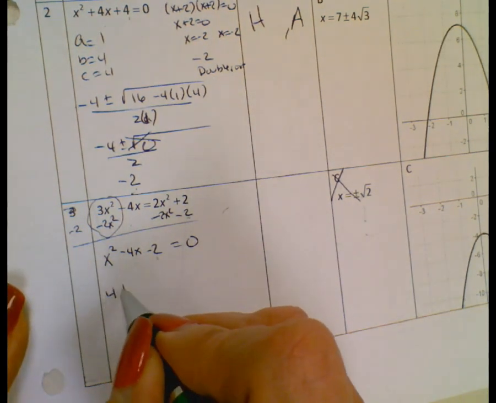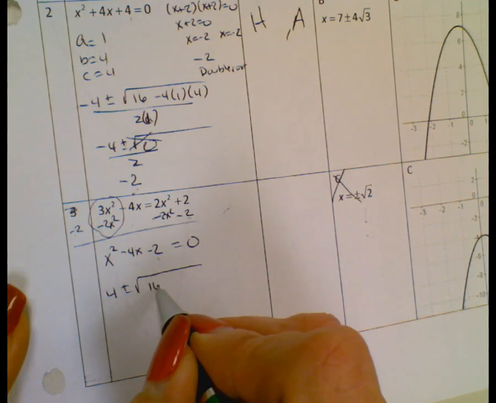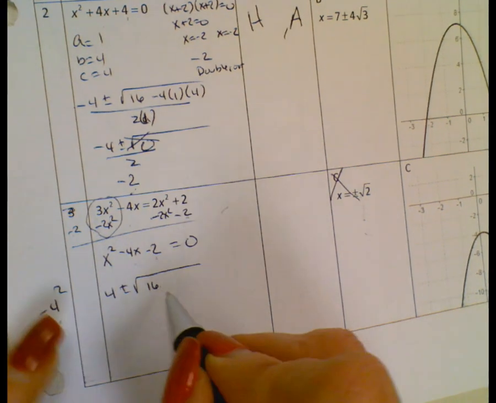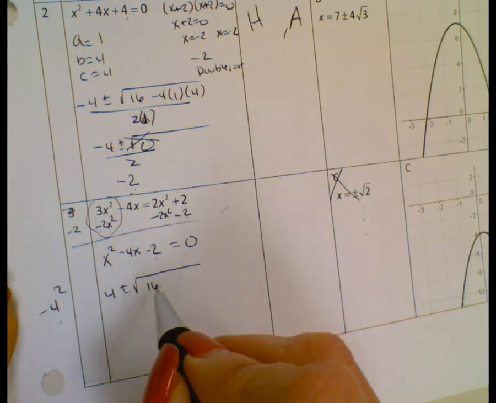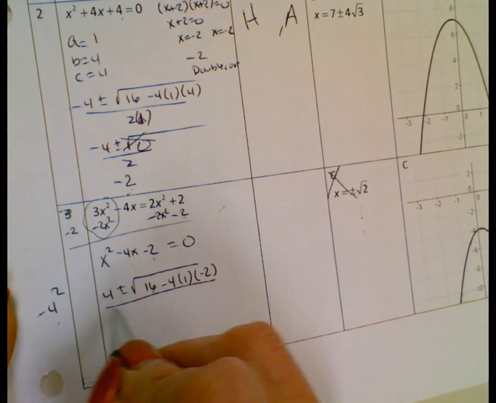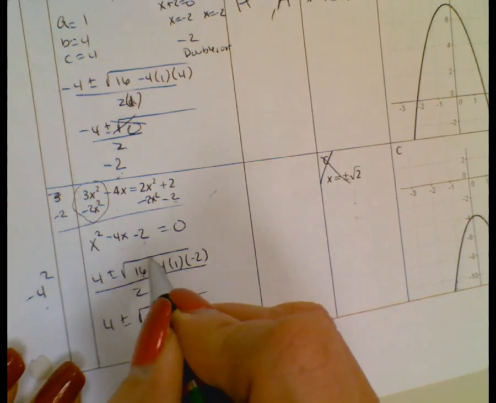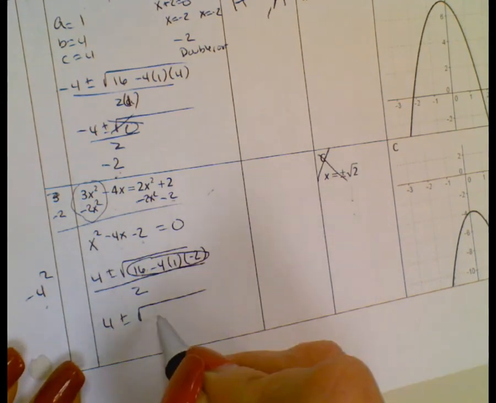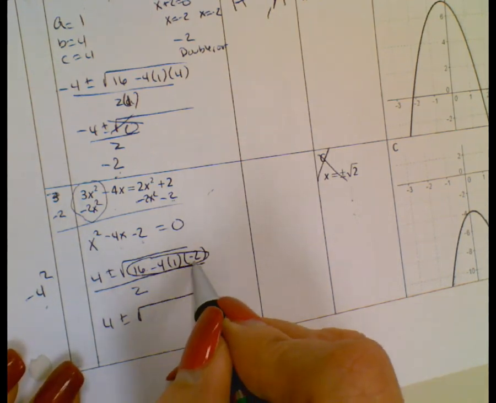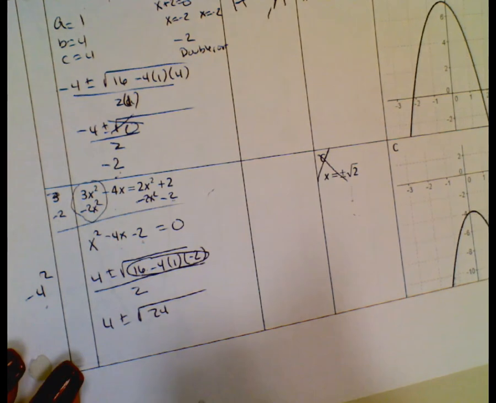It is 4 plus or minus 16, because that's b squared. Do not write negative 4 squared like this, or you're going to get it wrong. Just go ahead and square. Anything squared is positive, so that's 16 minus 4 times a times c over 2 times a. So 16 plus 8, if you punch that all in your calculator, 16 minus 4 times 1 times negative 2 is all going to give you a 24.